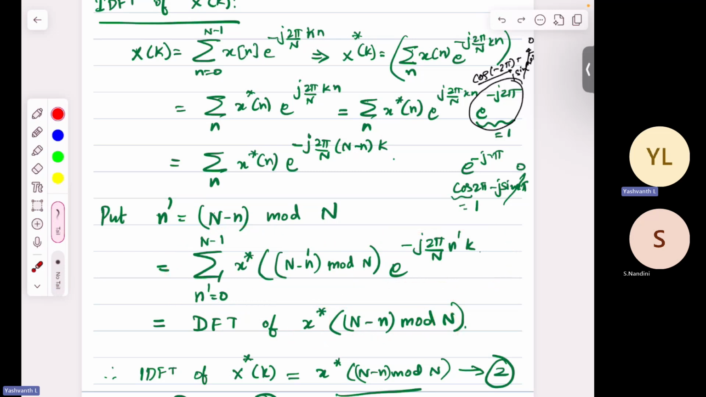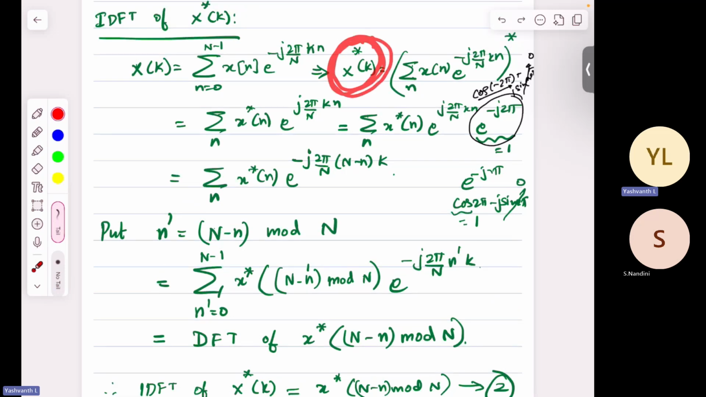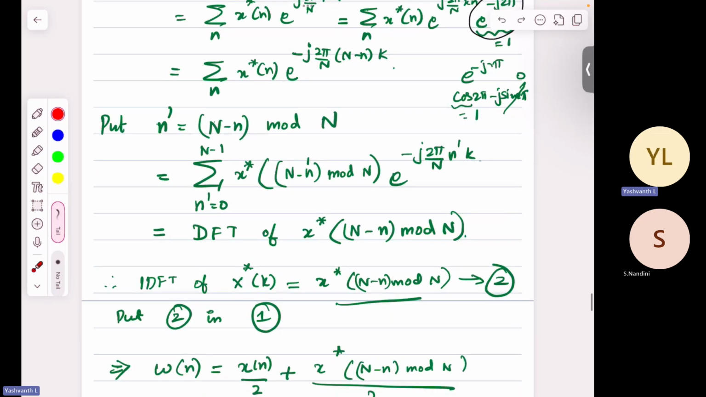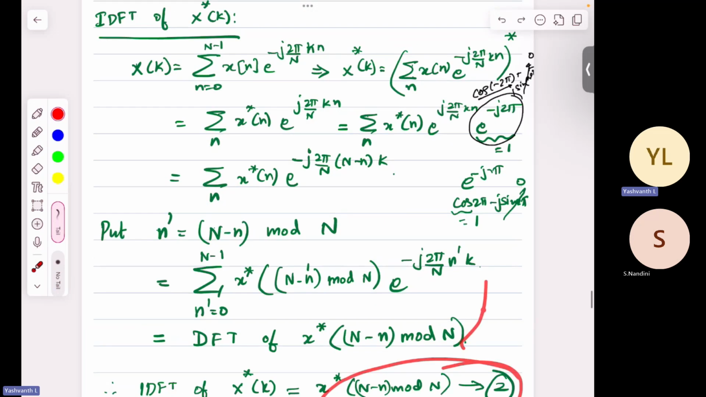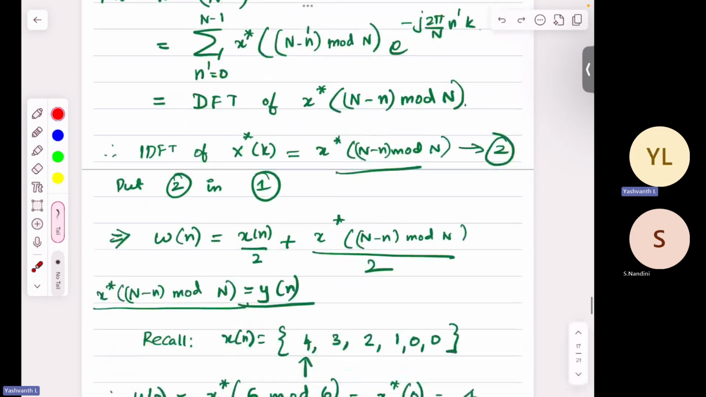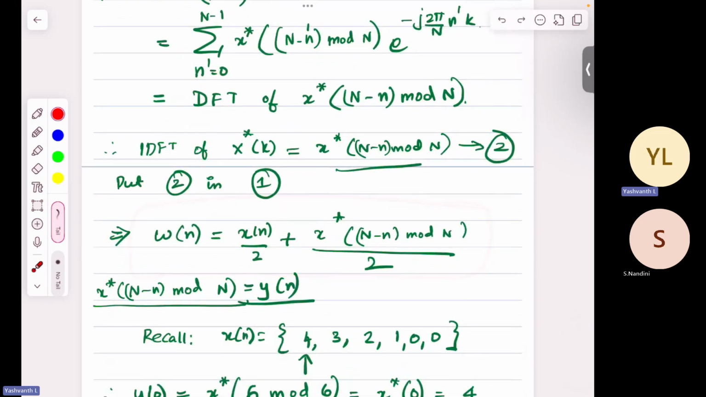Therefore, but what is the left hand side? Left hand side was X conjugate of k, because that's where everything started. We took the conjugate on both sides and then we did the simplification. Therefore, what we see is that IDFT of capital X conjugate of k is nothing but small x conjugate of N minus n mod capital N. Okay, therefore, this is equation 2. Put this in this equation. Which equation? This equation. Because I now find the IDFT of X conjugate of k. So if you put that equation, you will get w of n is equal to x of n by 2 plus x conjugate of N minus small n mod capital N by 2.